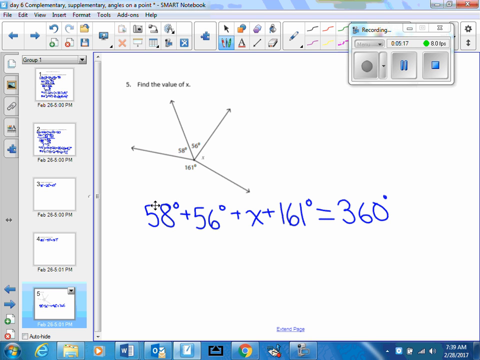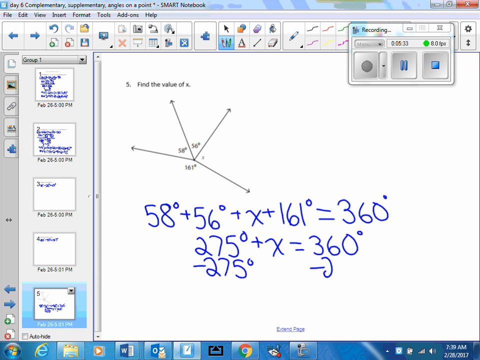And so I'm going to use my calculator on the left side to combine like terms. So I get 275 degrees plus x equals 360 degrees. And now I do my inverse work. So I would subtract 275 degrees. And when I do that, the value of x is 85 degrees.